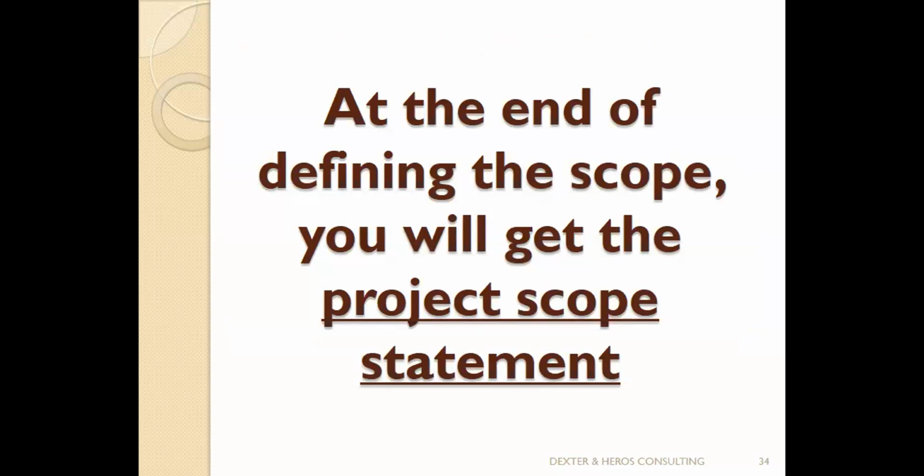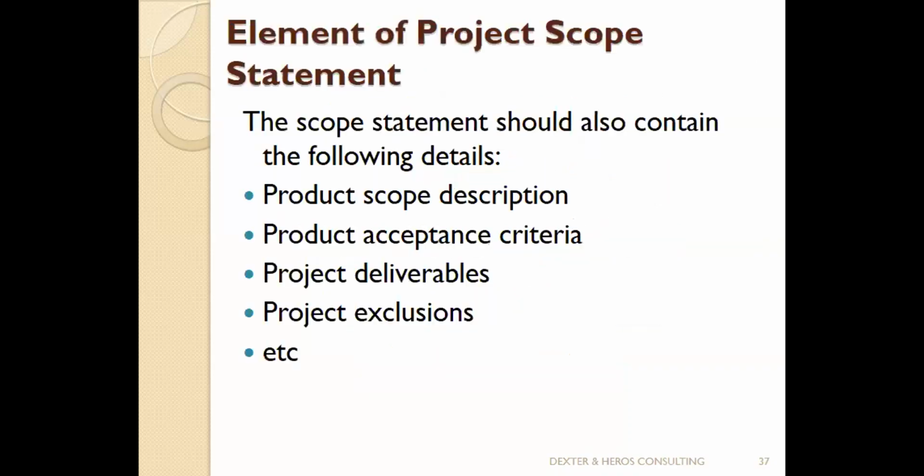There may be other information in that document, but the major thing that makes us call it a scope statement is that inside this document is a list of works to be done from the beginning to the end of the project. So you hear somebody say, let me see your project scope statement. It means let me see the document containing the works you are going to do. There may be other information included in the scope statement, like a description of the product scope.